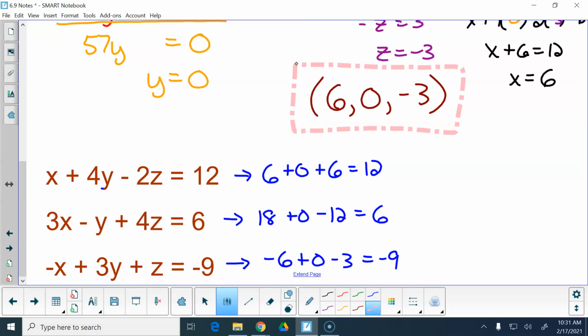Questions, comments, concerns, clarifications? I noticed nobody chose graphing. I didn't choose graphing either, so I get it.